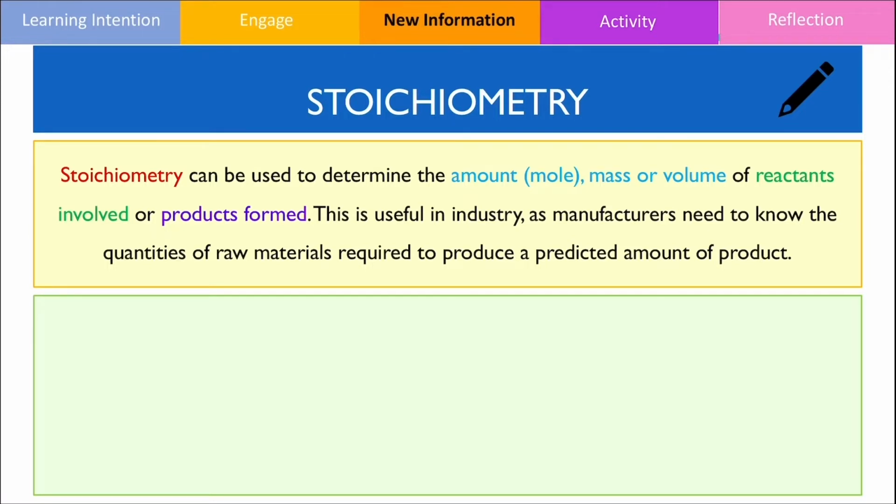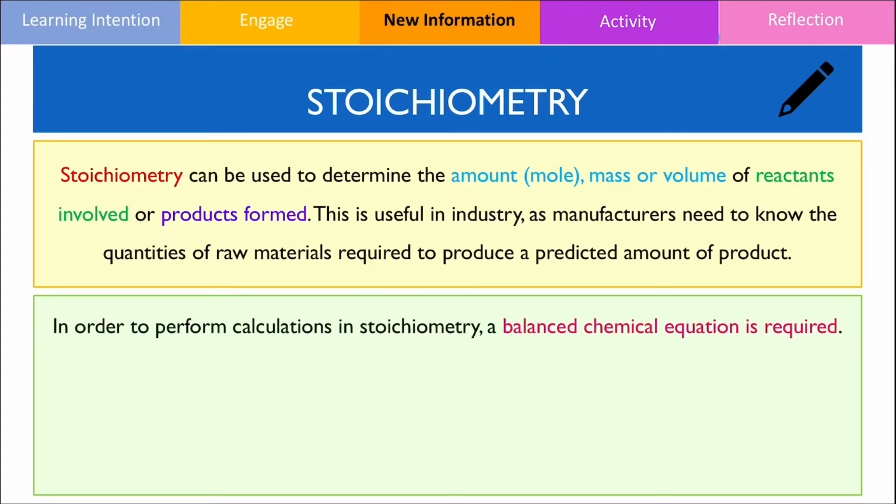This is useful to know because manufacturers need to know the quantities of raw materials required to synthesize X amounts of product. The most important thing with stoichiometry is that a balanced chemical equation is required so that we can see the stoichiometric relationships between different quantities.